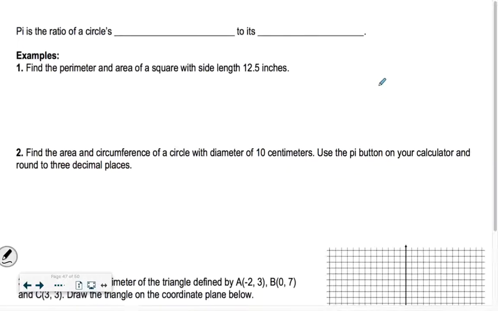So it says pi is the ratio of a circle's blank to its blank. Anybody know those blanks? If I divide something by something else, I get pi. Exactly. Circumference to its diameter. Good.